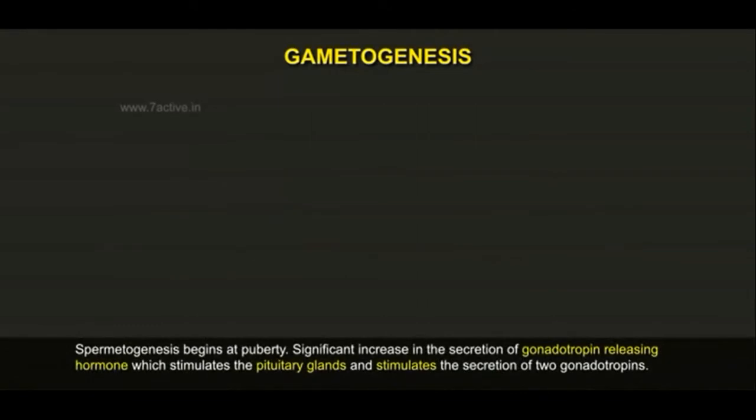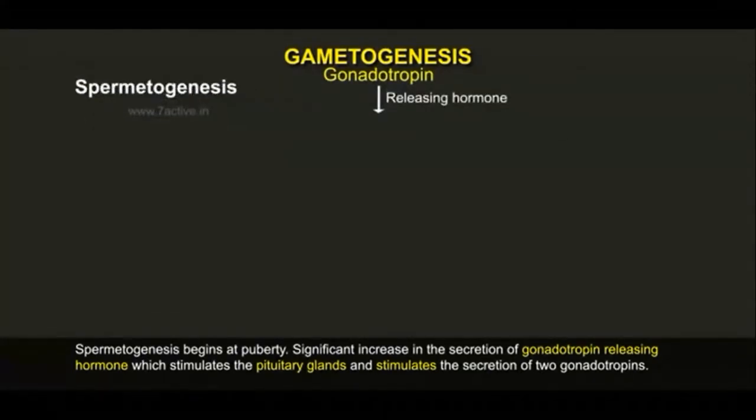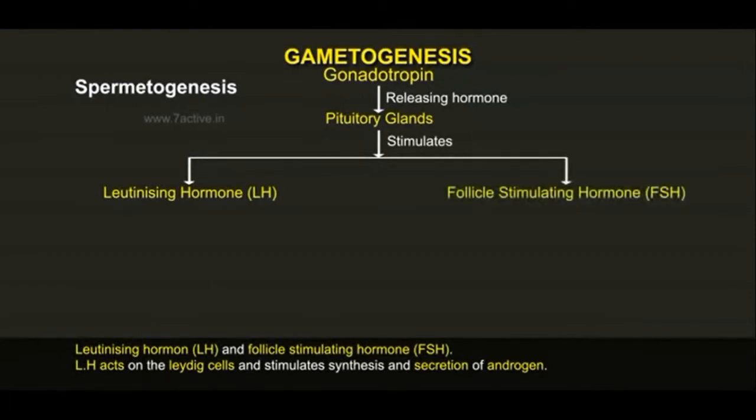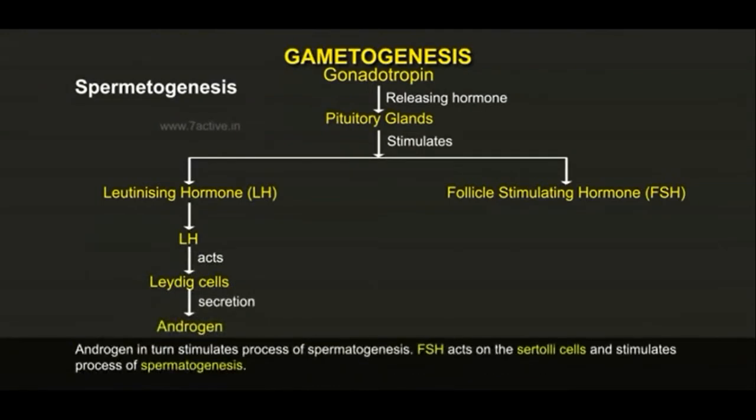Spermatogenesis begins at puberty. There is a significant increase in the secretion of gonadotropin releasing hormone, which stimulates the pituitary gland and stimulates the secretion of 2 gonadotropins, luteinizing hormone LH and follicle stimulating hormone FSH. LH acts on the Leydig cells and stimulates synthesis and secretion of androgen. Androgen in turn stimulates the process of spermatogenesis. FSH acts on the Sertoli cells and stimulates the process of spermatogenesis.